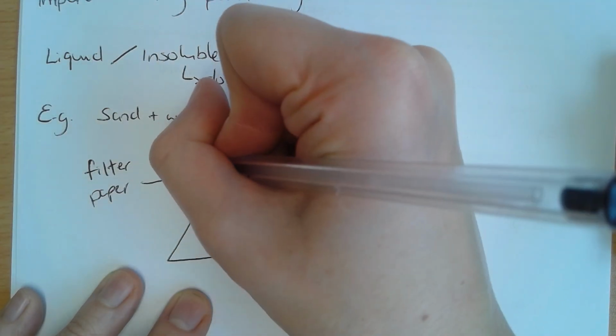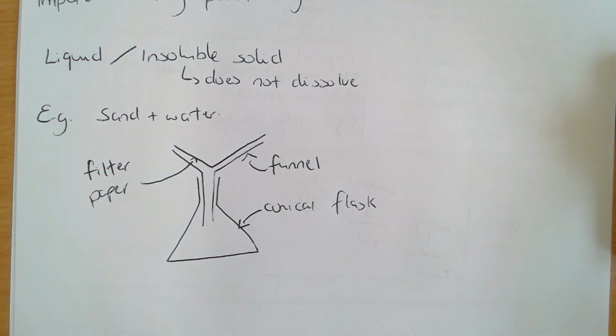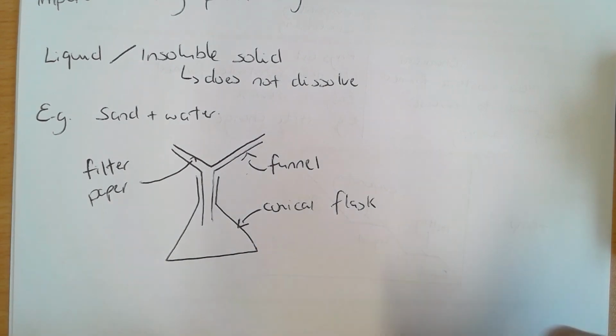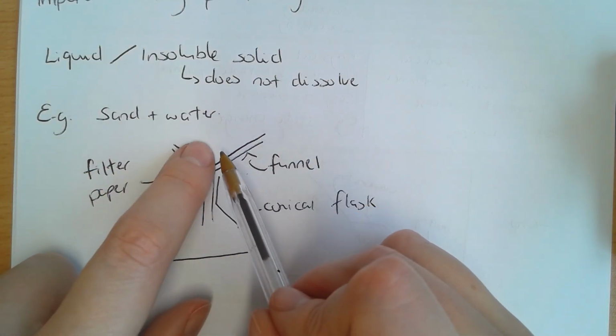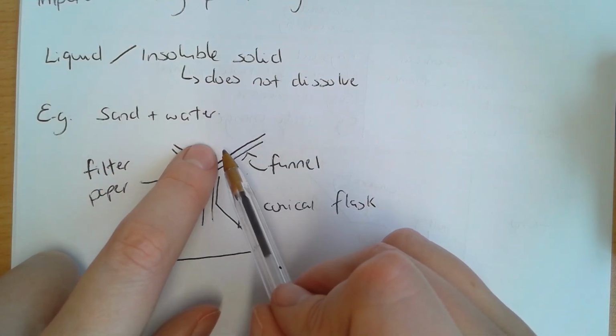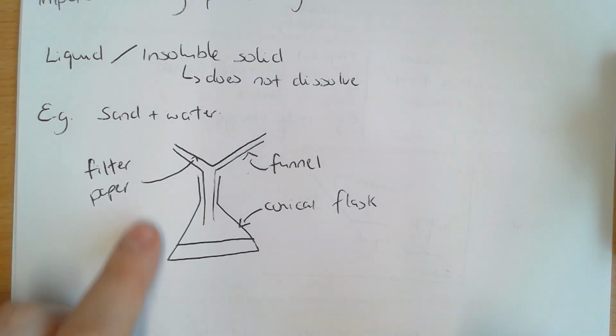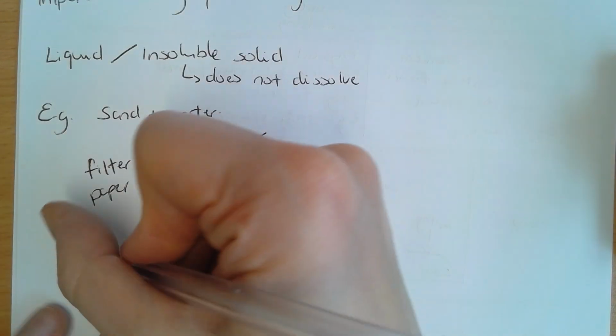So this is the apparatus, the equipment that I would use. So funnel's on the outside, filter paper is inside it, and then you've got your conical flask. And what you would do is you would pour your sand and your water here into the filter paper. All of the water would be able to pass through the little holes and come down here.